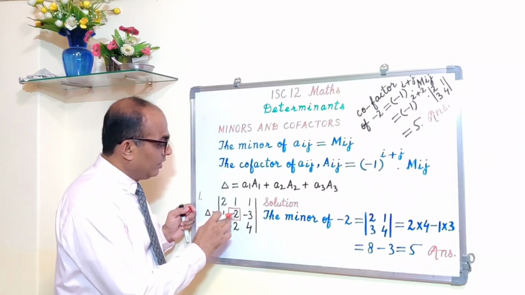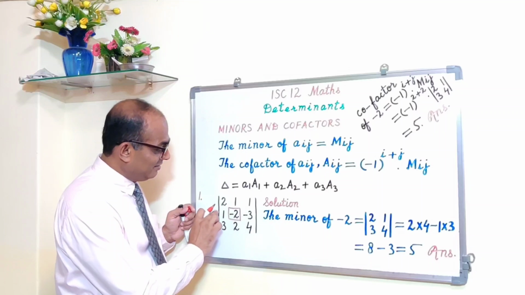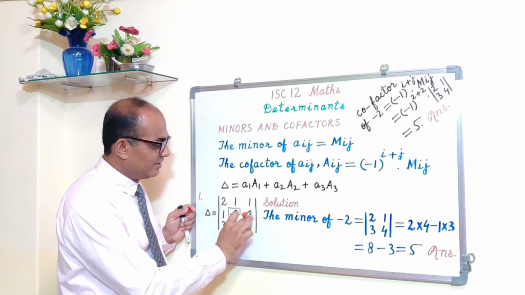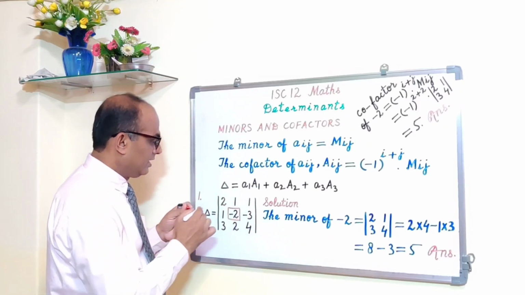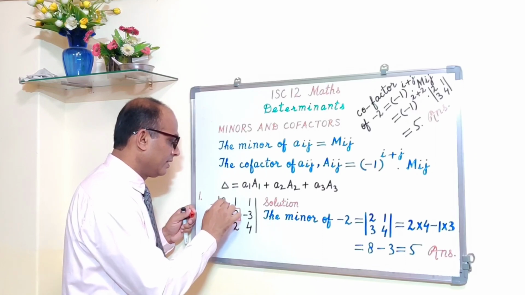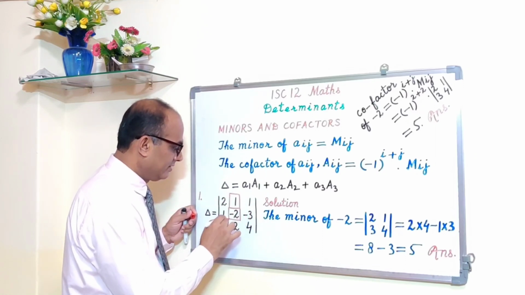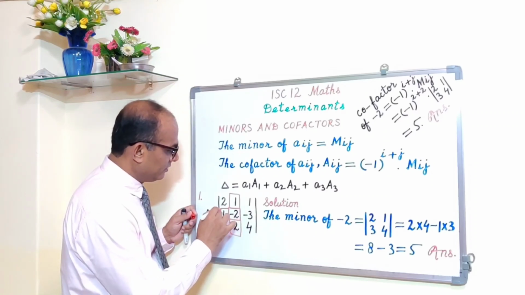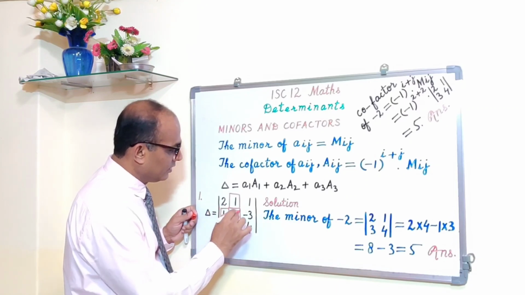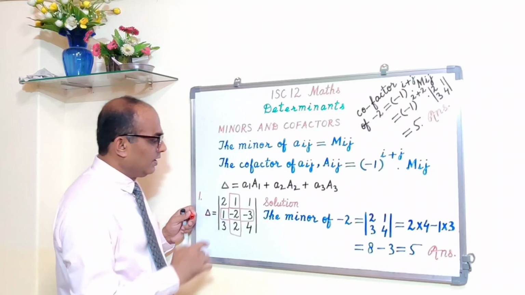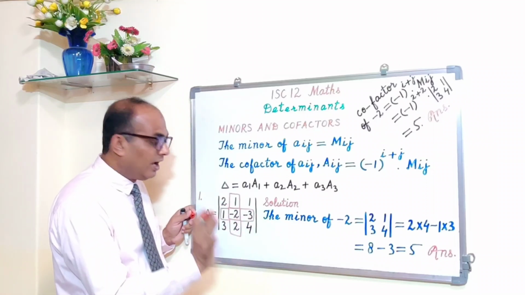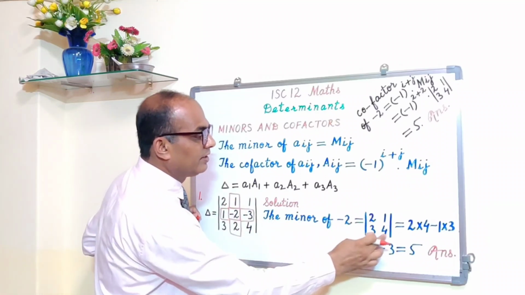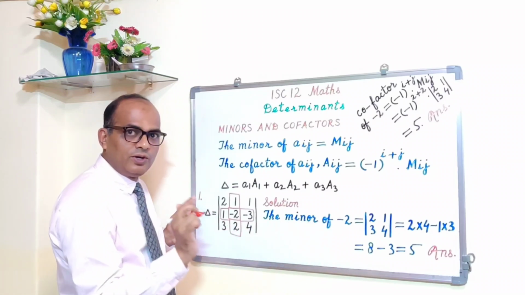Now, this is the column in which it occurs, and this is the row in which it occurs. So this column and this row you delete. This minus 2 is lying in this column and in this row. So this column and this row you delete. How much is remaining, please note down the determinant: 2, 1, 3, 4. That is the minor of minus 2. So what did you learn?